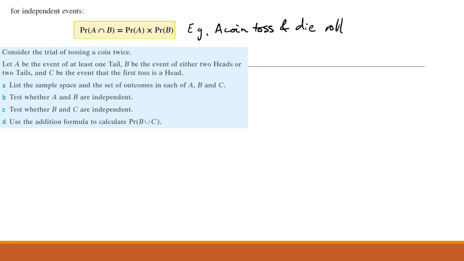Okay, so here's an example. It says, consider a trial of tossing a coin twice. Let A be the event of at least one tail, B be the event of either two heads or two tails, and C be the event that the first toss is a head. I'm going to show you what all the different scenarios are first.